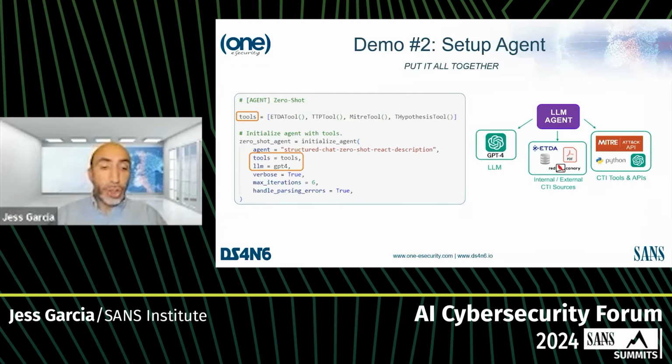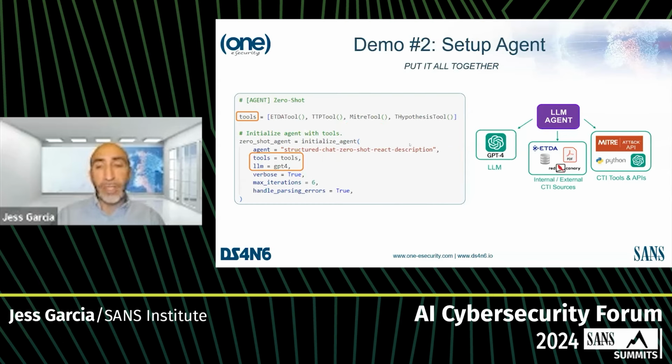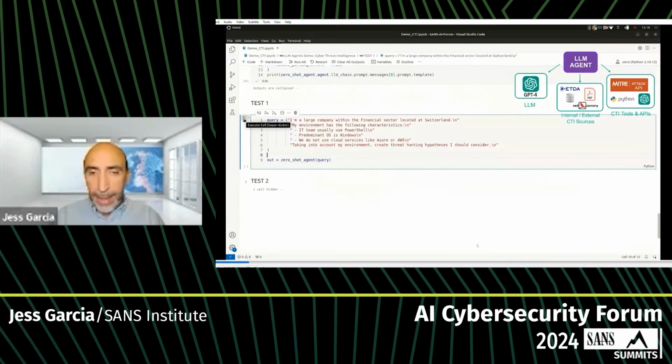Okay, this is how you set the agent. As you can see, it's very easy. I'm telling the agent, hey, I'm going to be using this tool, this tool, this tool, and this tool. And then it's going to be provided in the initialization of the agent there. This is the prompt. And let me go very quickly to the demo.